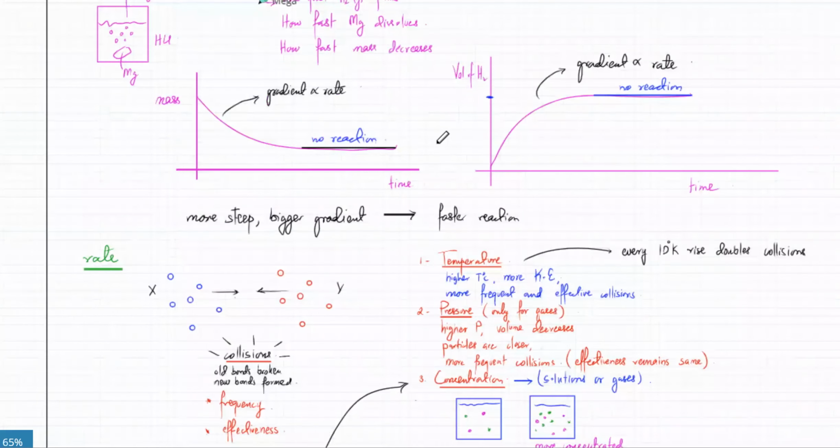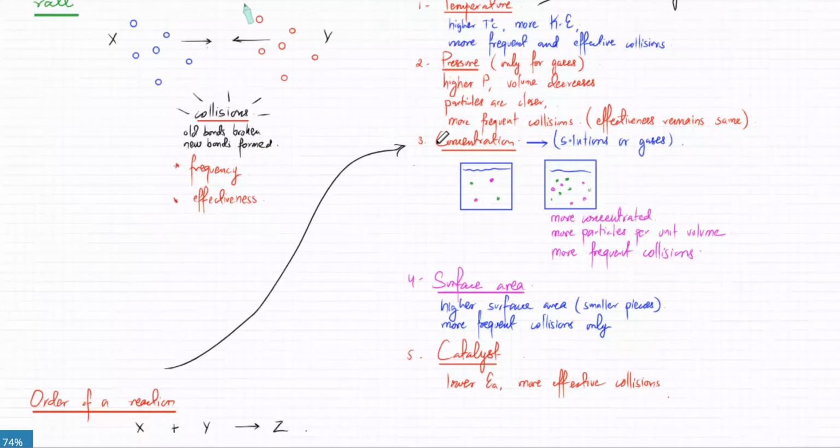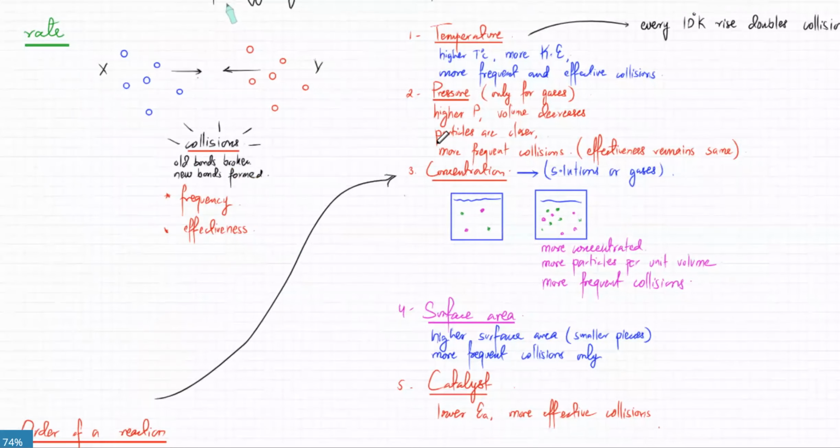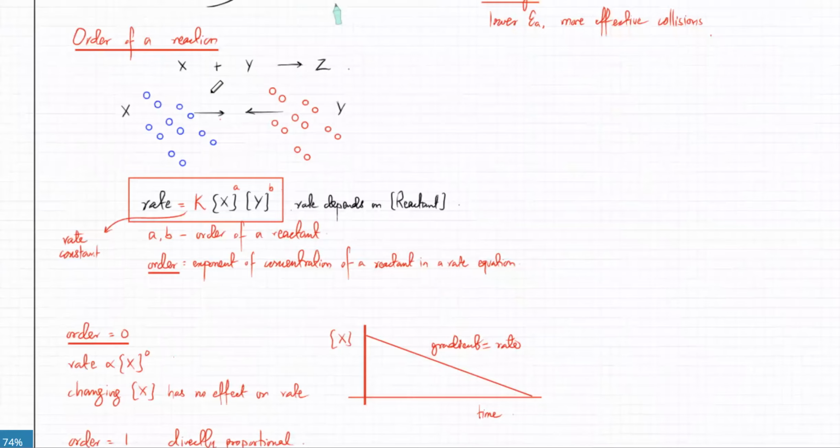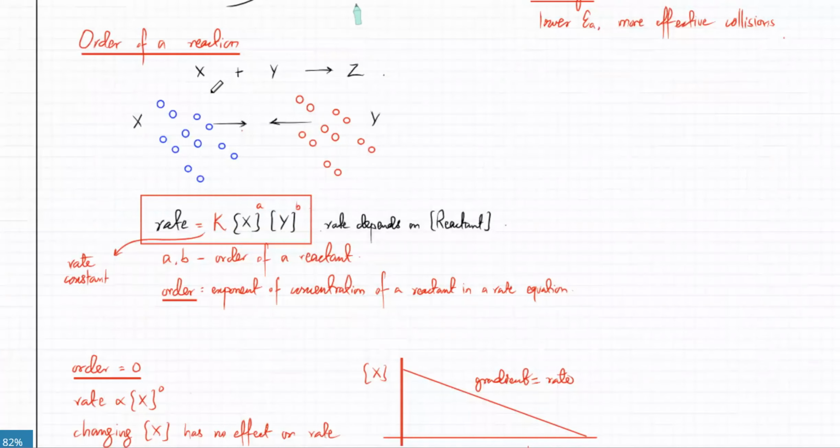And then we moved on to the 5 factors, which were temperature, pressure, concentration, surface area and catalyst. These were 5 factors that would affect the rate of a reaction. And we were most interested in concentration at the moment, because we're going to figure out how the rate of the reaction varies when concentration changes. The reaction is dependent on collisions of the particles. And we talked about the order of reaction. I gave you a brief overview of what the order of reaction is.